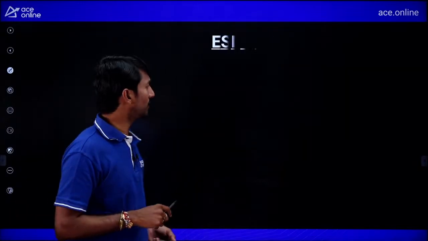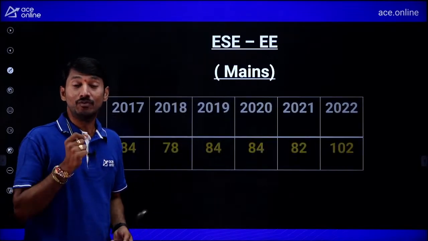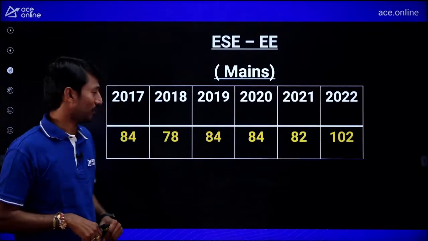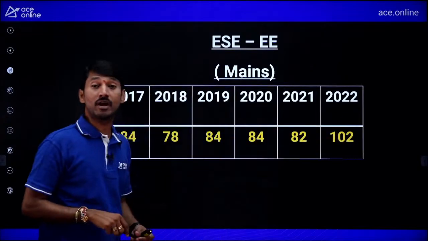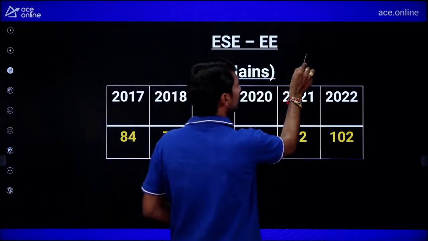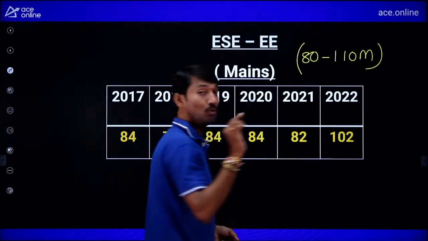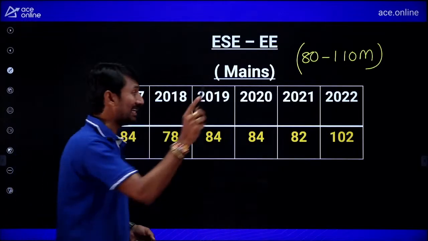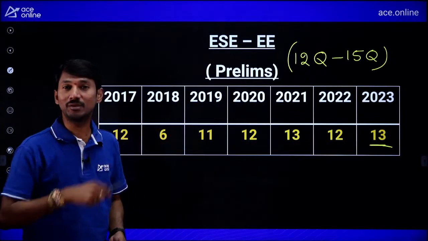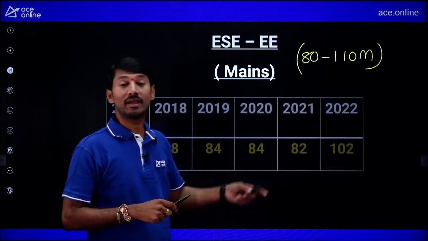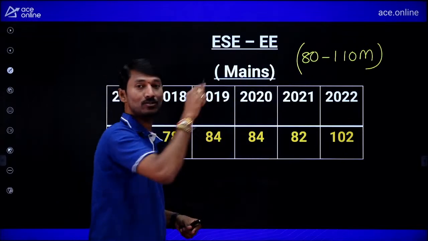And next one is ESE electrical mains paper. You will be wondering by looking at this scoring. Weightage 84, around 80 in the 2022, 102 marks, means in this we can say simply 80 to 110 marks is the weightage. Huge weightage for measurement subject. In the ESE prelims paper, number of questions are 12 to 15, nothing but around 30 marks is the weightage. And in the mains paper, around 100 marks is the weightage. 80 to 100 it will be varied. So that is the importance of measurement.